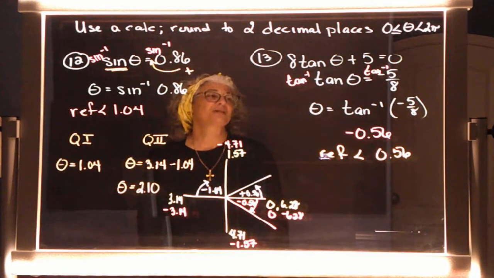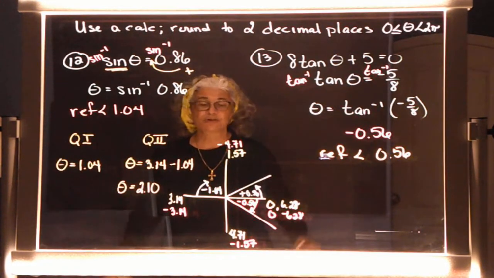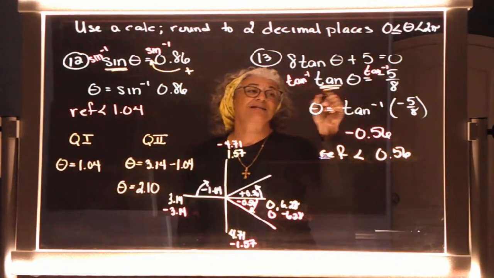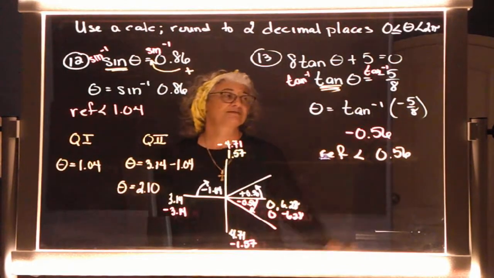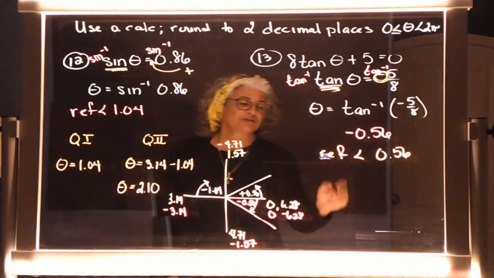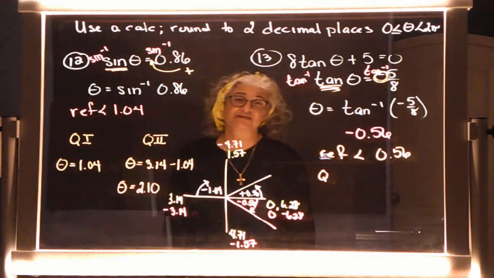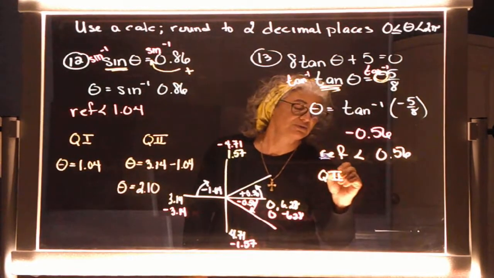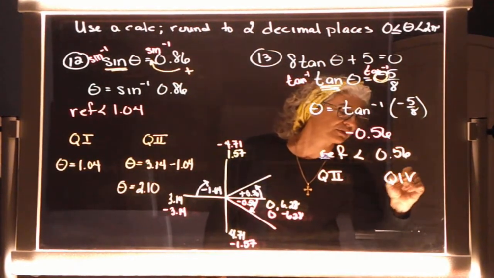All right, so now I still have to figure out which quadrant my answers are going to be in. So, tangent is x and y, isn't it? And in this case, I have a negative answer. So, I need one of each. I need a positive and a negative. So that's quadrant 2 and that's quadrant 4, isn't it?